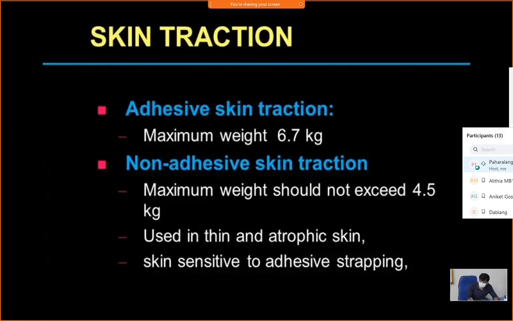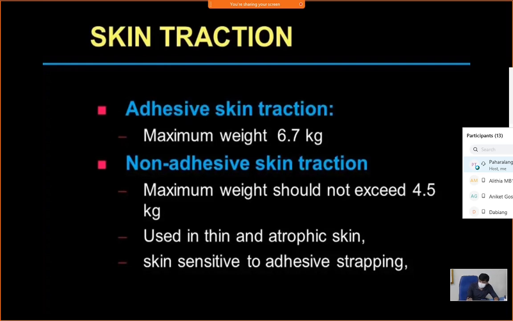Adhesive skin traction. In adhesive skin traction, there is an adhesive strap on both sides of the limb, and this is attached over the skin, and it is hung with a thread. And non-adhesive skin traction is applied with a wrap bandage. So there is no adhesive used in this.